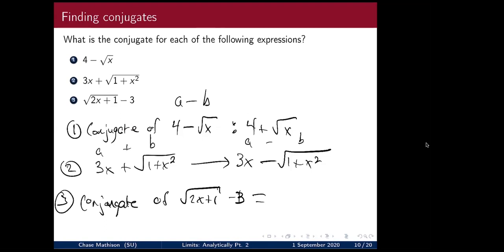Yeah, the conjugate is the square root of 2x plus 1 plus 3. Excellent, excellent. Any questions on that?